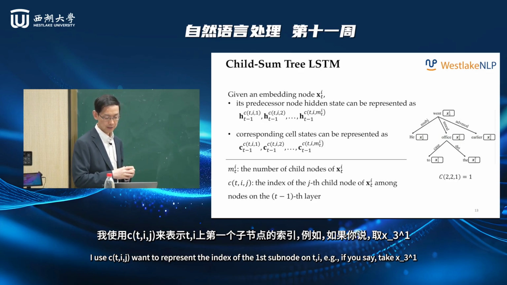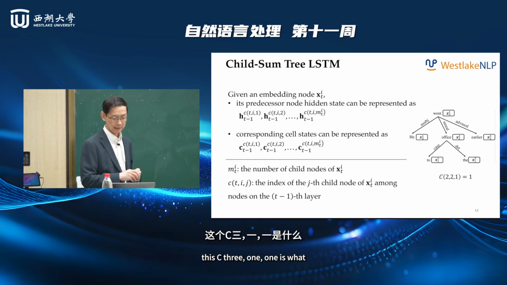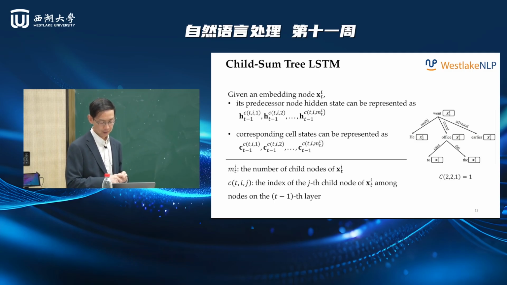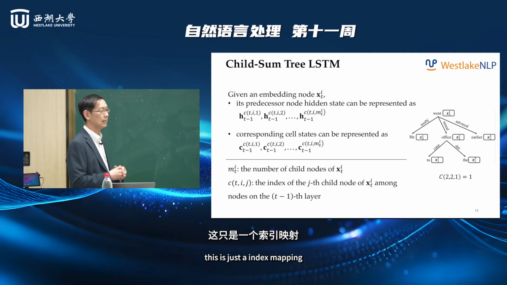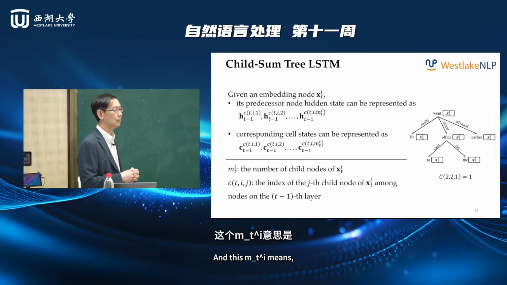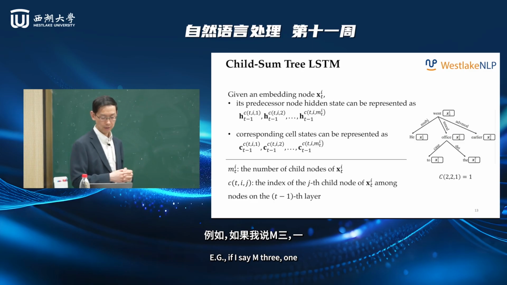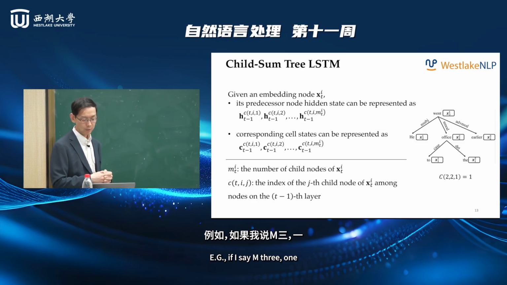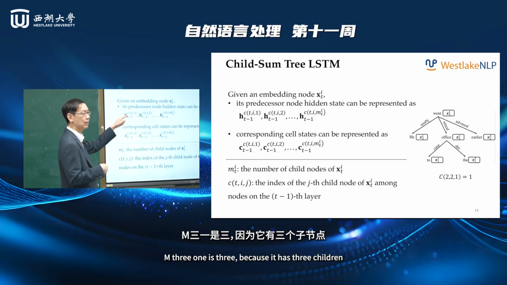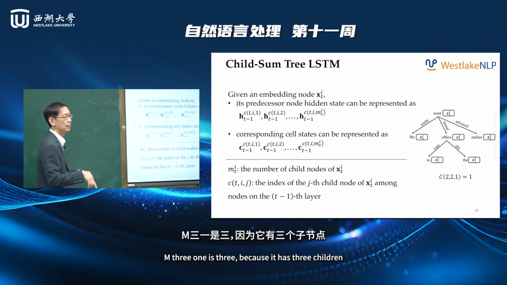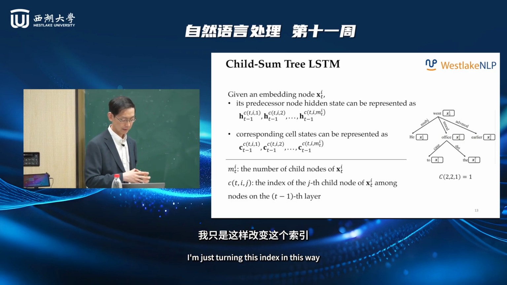For example, if you take x31, t is 3, i is 1, right? So C_3^{11} is what? It's 1. It's the first node on the second row. So this is just an index mapping. And this M_t^i means how many children the t-th layer, i-th node has. For example, M_3^1, the third row first node, which is the root node, is 3 because it has 3 children. So I'm just turning the index in this way.